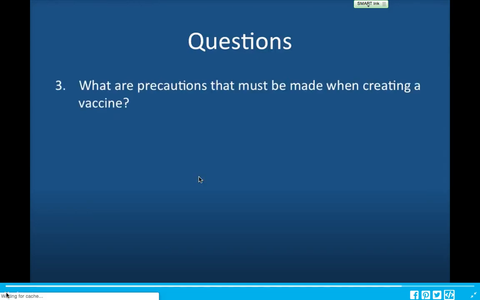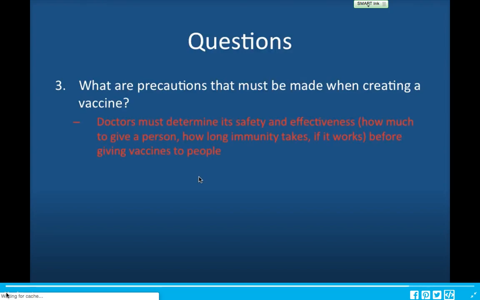Number 3, what are precautions that must be made when creating the vaccine? So obviously these are being given to lots and lots of people all over the world, so we want to make sure 2 things. First of all, we want to make sure that they're safe and they're not going to hurt people, and that they're effective. So we want to know, how much do we give a person? How long does the immunity actually take, right? If it takes a very long time, that might not be a very effective vaccine. We also want to know if it works before we give any vaccines to the general public. So doctors will go through many, many trials of different vaccines to make sure they are both safe and effective.